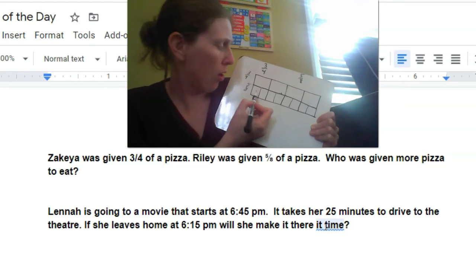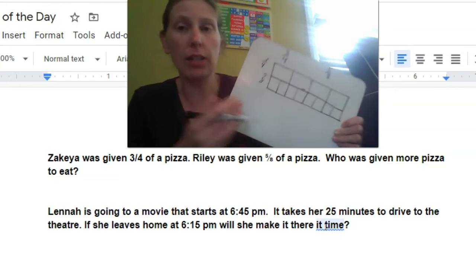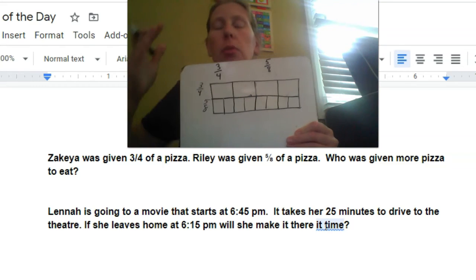Make sure you did it right. 1, 2, 3, 4, 5, 6, 7, 8. Good. The next thing I always like to do is label the unit fraction.